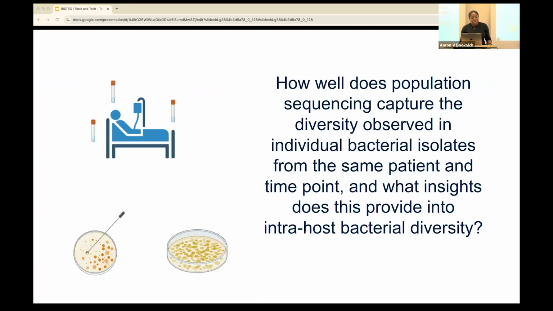And so I was looking at how well does population sequencing capture the diversity observed in individual bacterial isolates, right? From the same patient and time points, and what insights does this provide into intra-host bacterial diversity? So instead of picking individual isolates to represent bacterial diversity, I'm saying, what if we sequence all of the strains of a particular species at once?